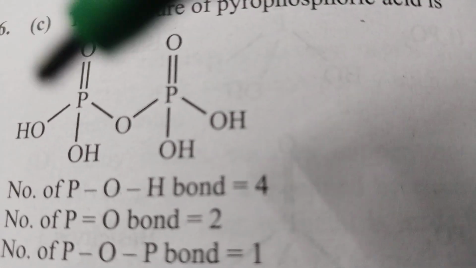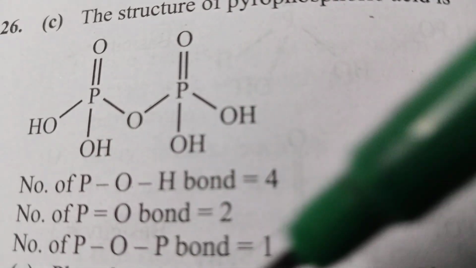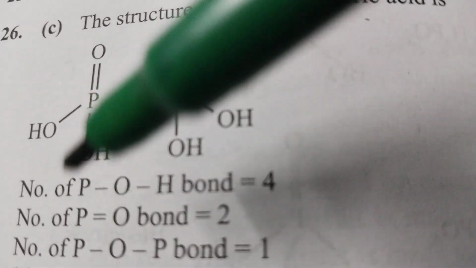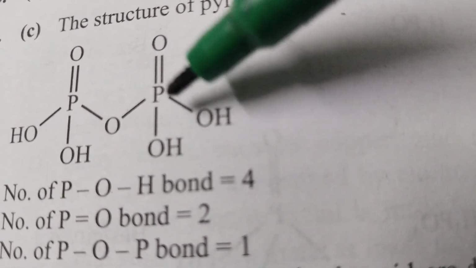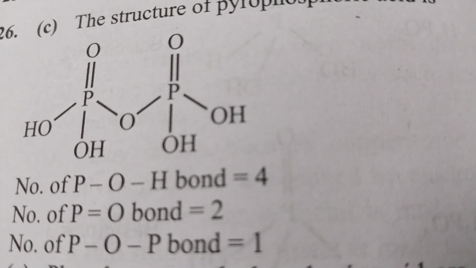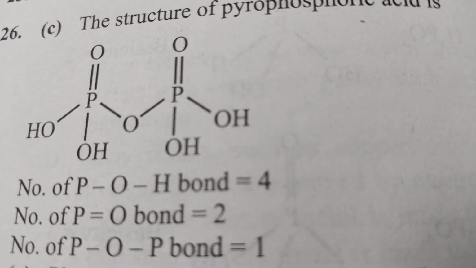At the same time, the P-O-P bond is only 1. At the same time, P=O bonds, P double bond O, here 1, here 1. So P=O bonds are 2. So P-OH bonds 4, P=O bonds 2, P-O-P bond 1.